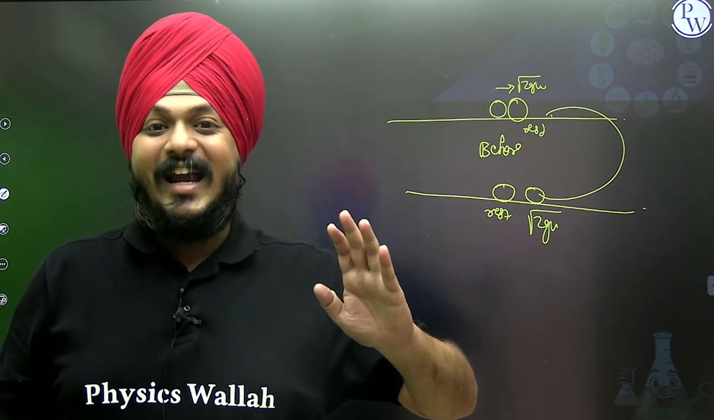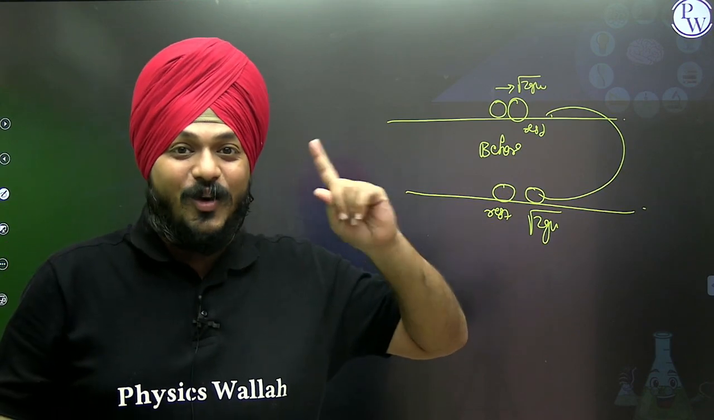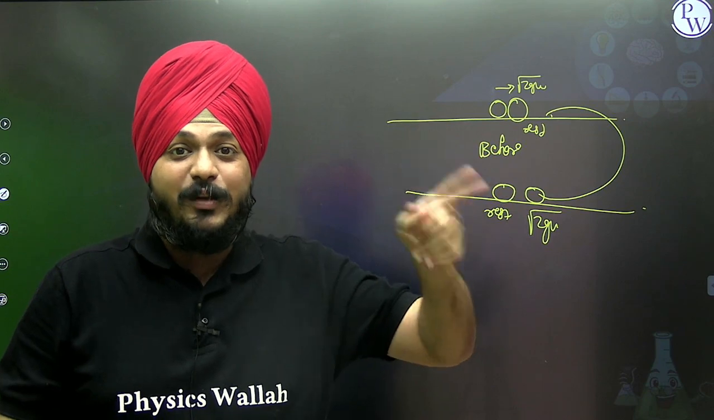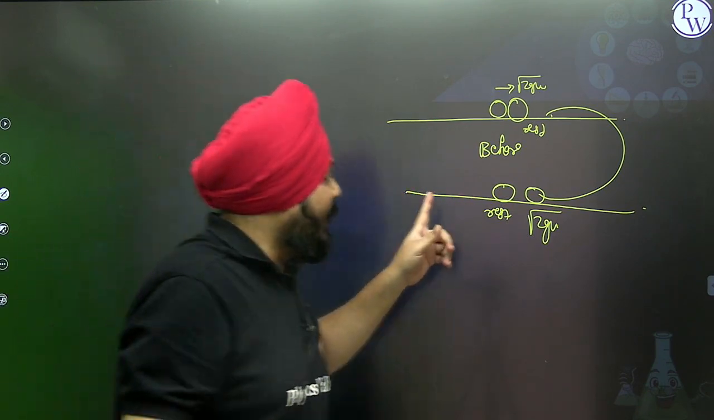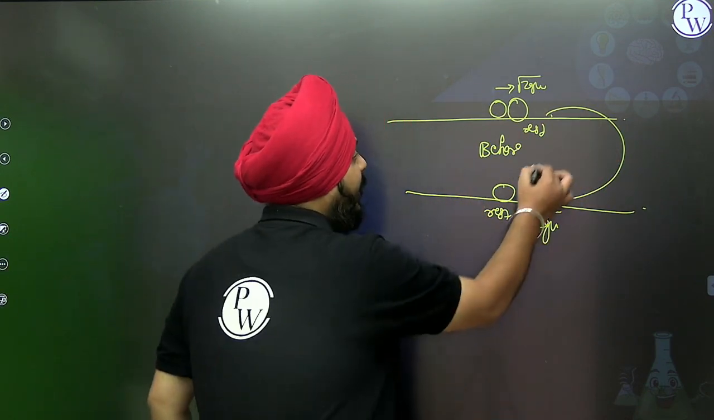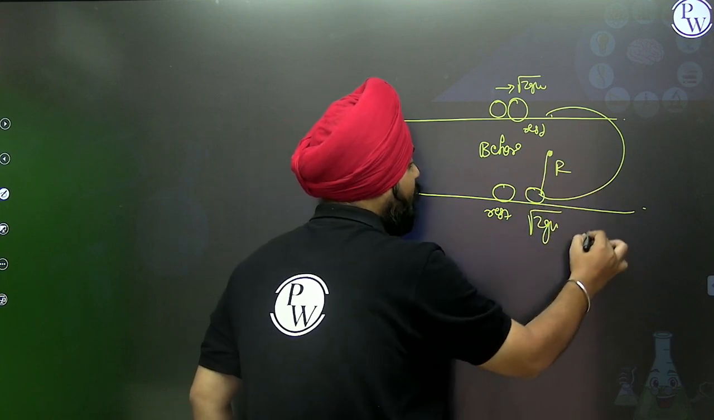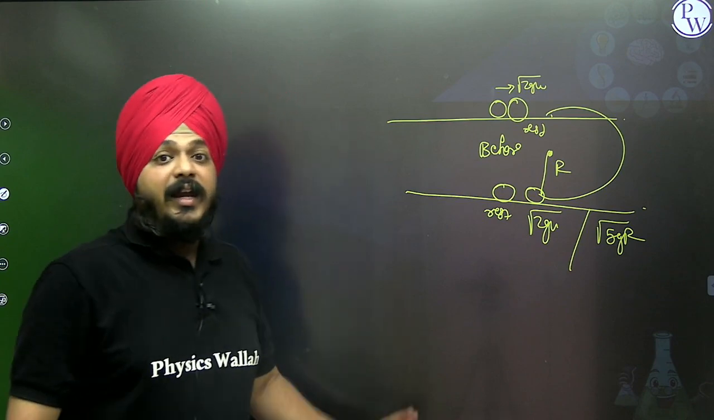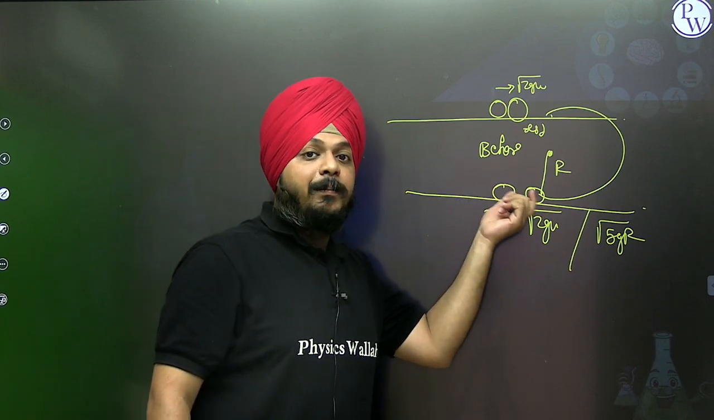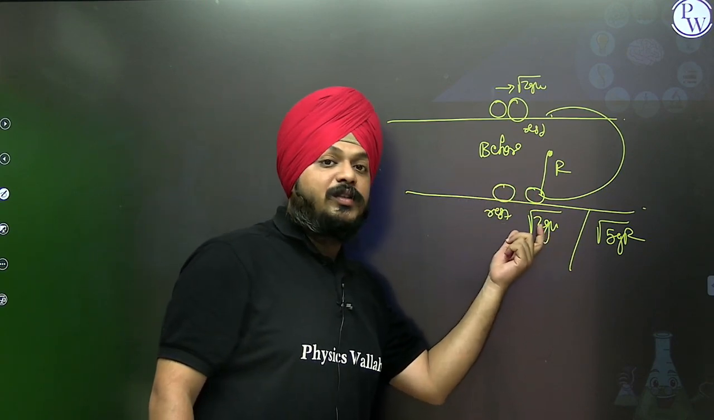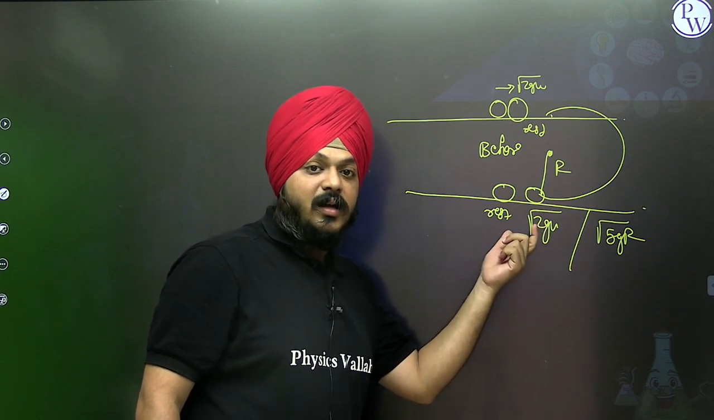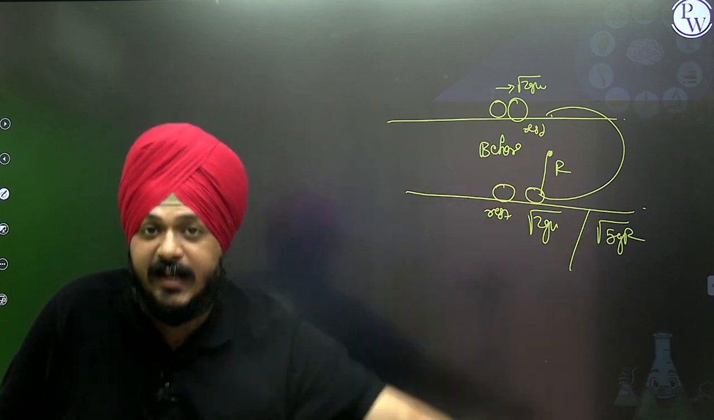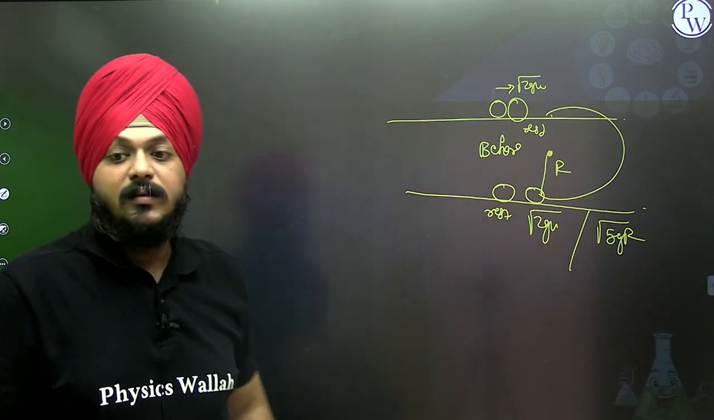Question states that, now here comes the third concept. See, collision came, conservation of energy came. Now comes the third concept, motion in the vertical circle. To complete the vertical circle of radius r, minimum velocity needed is under root of 5gr. It means that at the bottom, if the particle is having the velocity under root of 2gh, if it is equivalent to under root of 5gr, then it can complete the vertical circle.